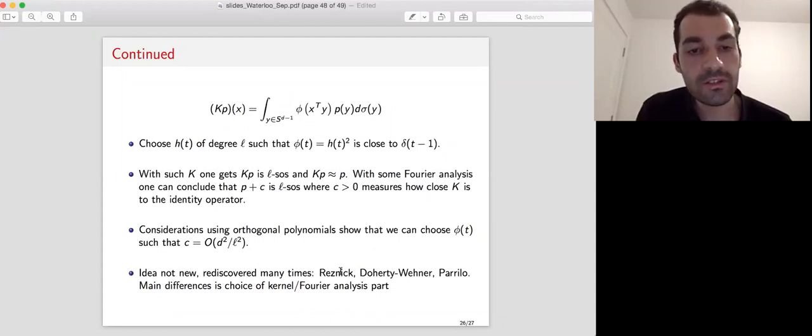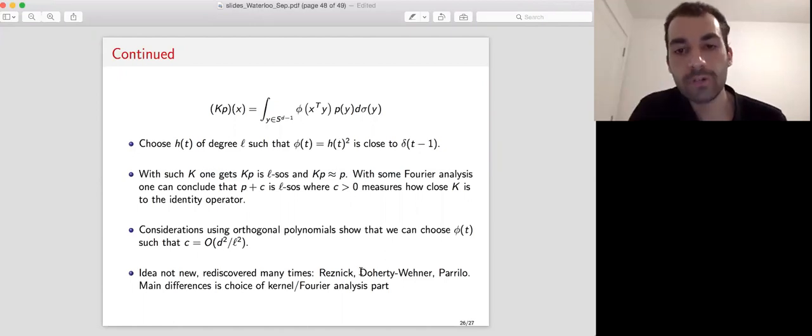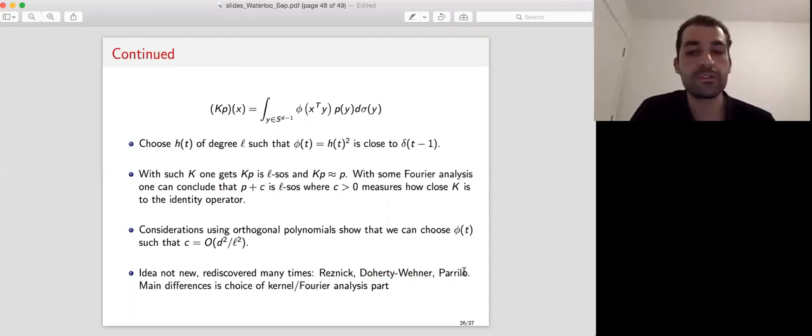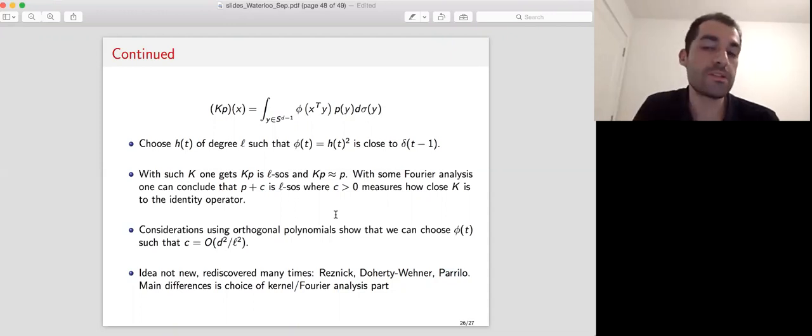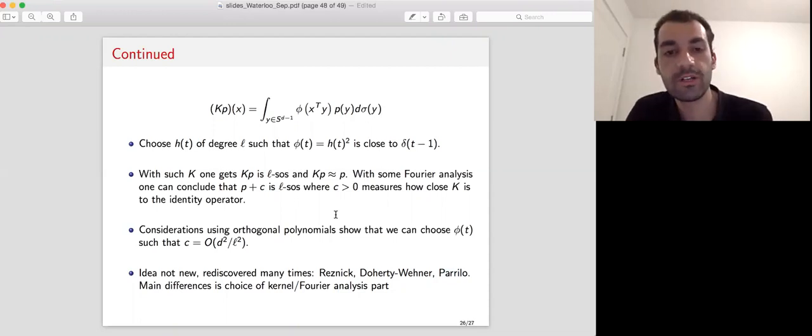As I mentioned, this idea is not new. Resnick, a paper from '95, his proof, even though it's not written in this way, is equivalent to this. It uses the kernel phi of t, the Doherty-Venner kernel. It's a different kernel, so the Fourier analysis is a bit different. And as far as I know, what he told me is that this is the method. So this is really the main idea of the proof. The more technical details are in the paper.